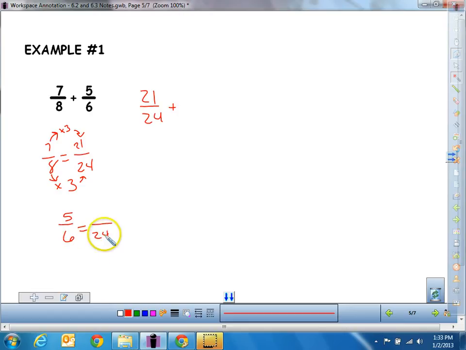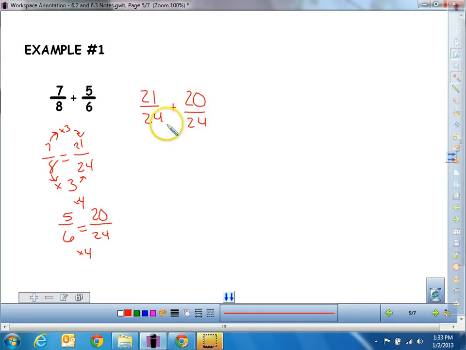How did I get from 6 to 24? I took 6 times 4. So if I took the bottom times 4, I have to take the top times 4. 5 times 4 is 20. So now I've got 21/24 plus 20/24.